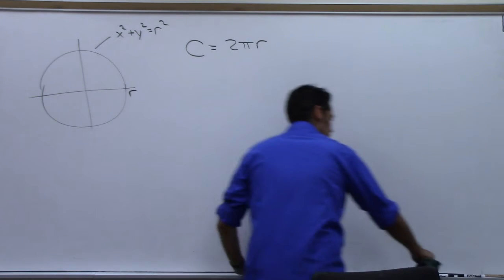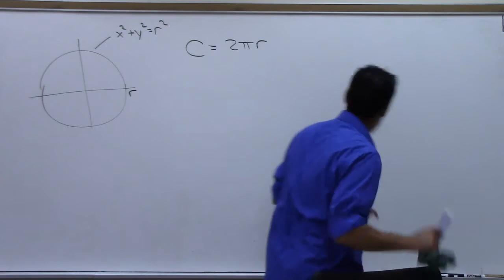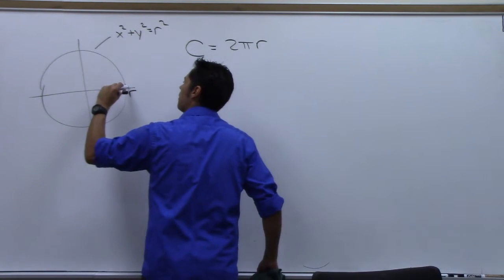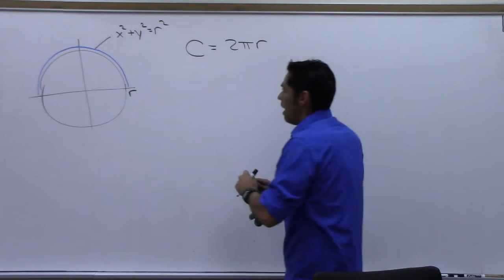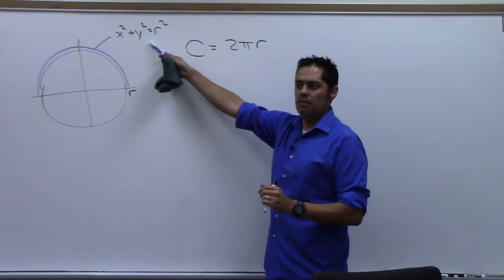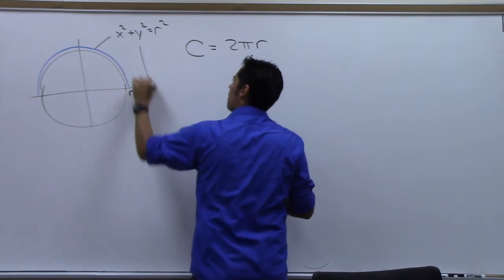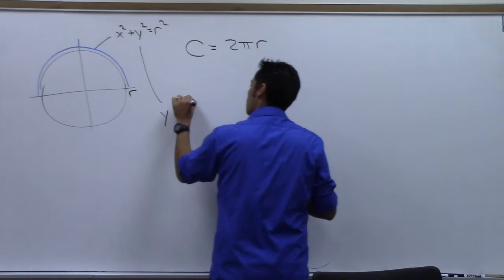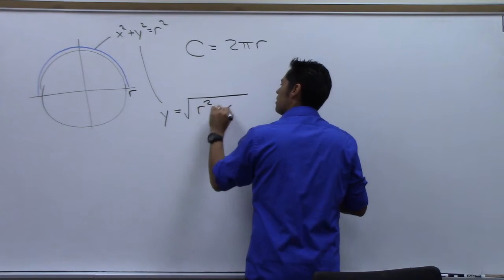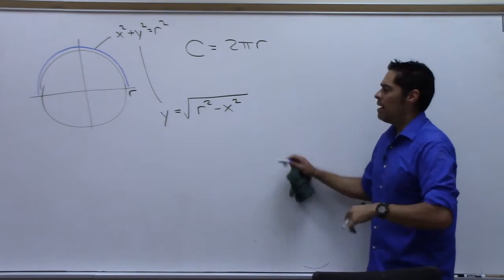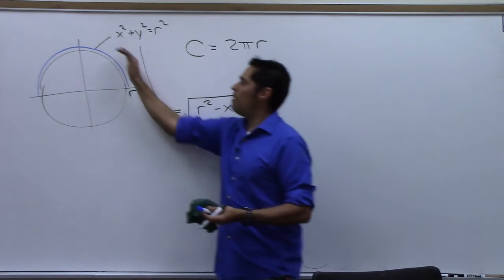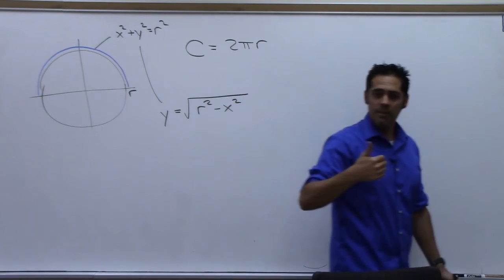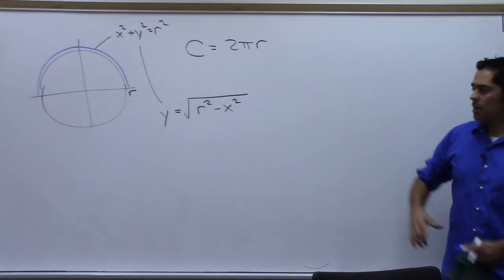If I'm going to focus right now my attention on the upper half of this circle, then I could solve this equation for y. And if I solve that for y, I get y is equal to square root r squared minus x squared. Do you agree? Yes. I would technically need plus or minus, but if I'm just looking at the top half, it's just the plus. The minus draws the bottom half.